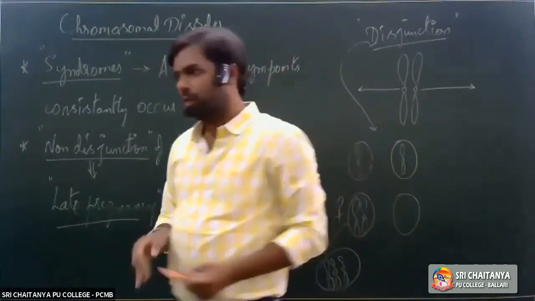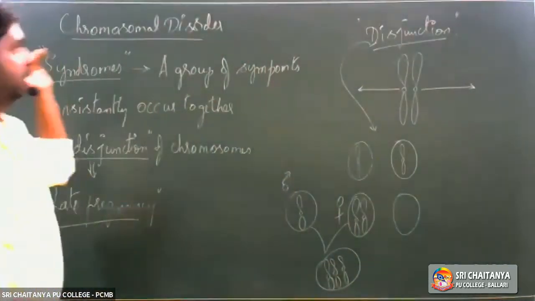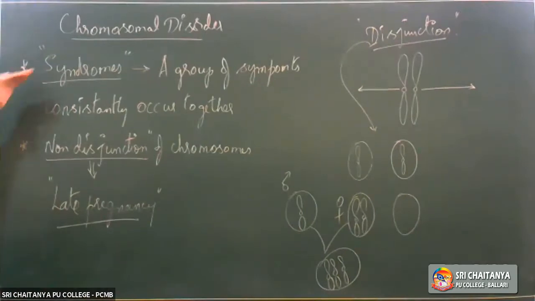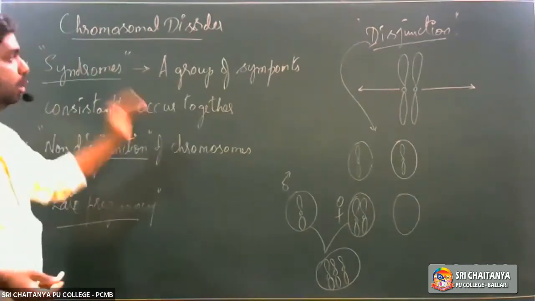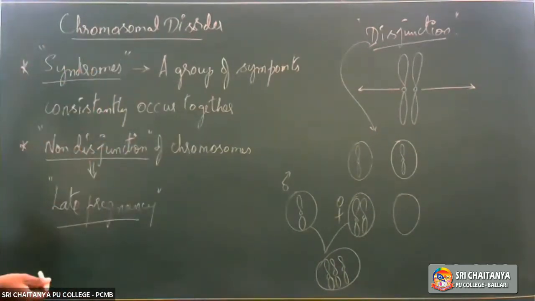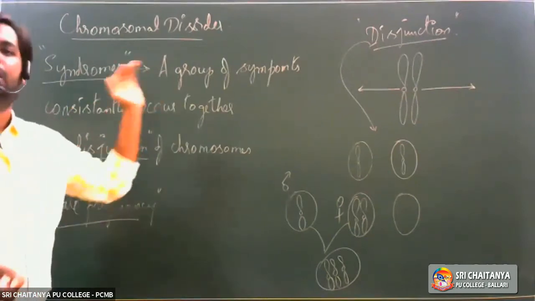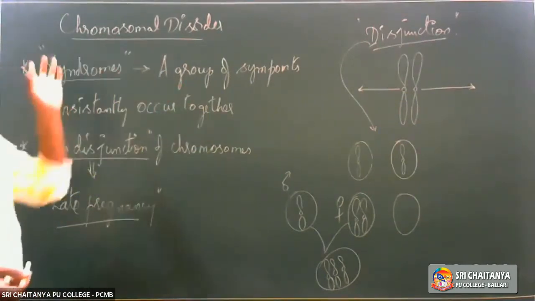So 3 things you need to remember whenever we talk about chromosomal disorders. First one is it is a syndrome. Almost all the chromosomal disorders are referred to as syndrome. So what is a syndrome? A group of symptoms, right? A group of symptoms consistently occurring together, we start calling it a syndrome.